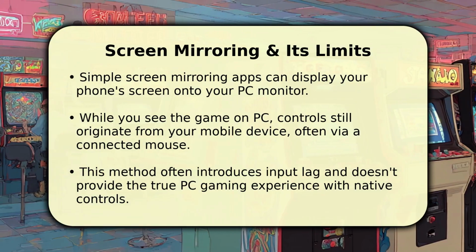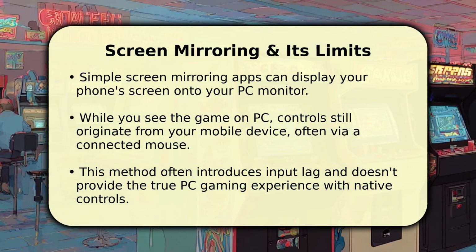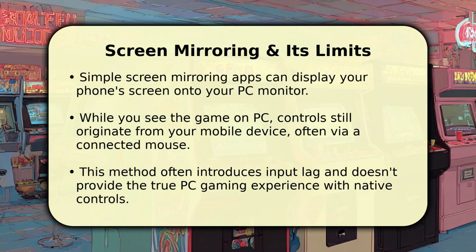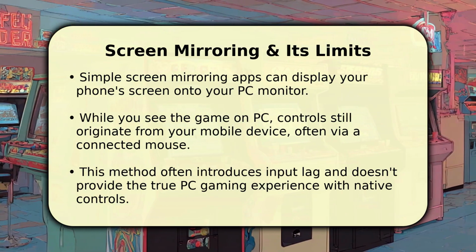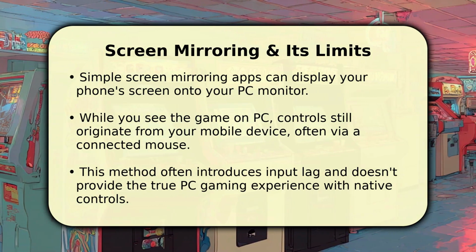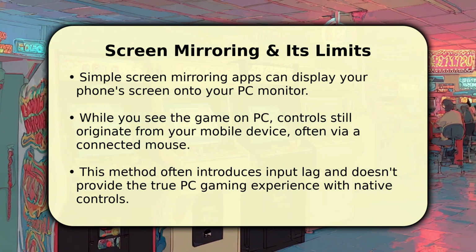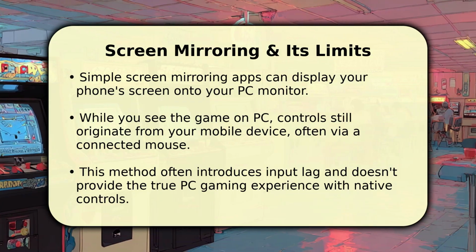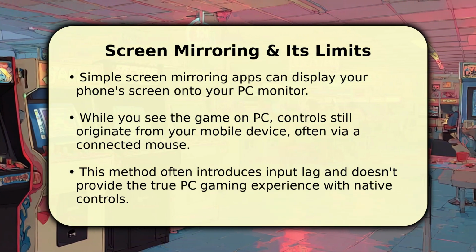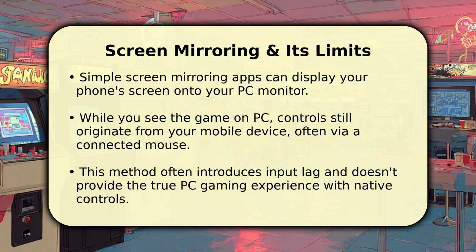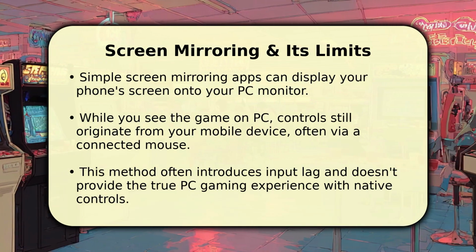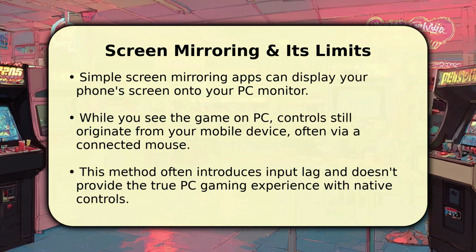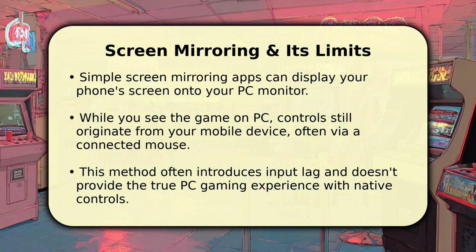One straightforward way to get PUBG Mobile onto your PC screen is through mirroring applications. These tools, like a power mirror or visor, simply cast your phone's display to your computer. However, your input still comes from your phone, even if you are using a mouse connected to it. This setup usually comes with noticeable input lag, and it doesn't give you the fluid, native keyboard and mouse controls that many PC gamers truly desire.